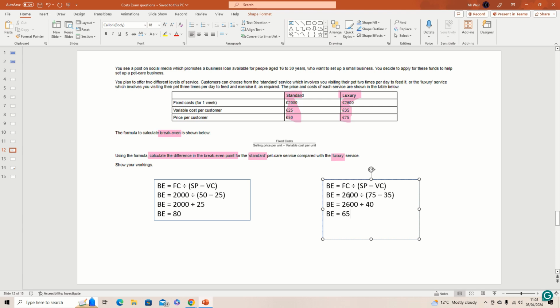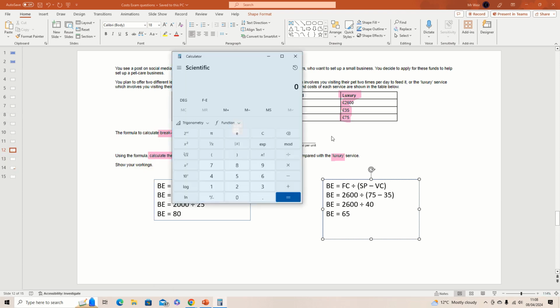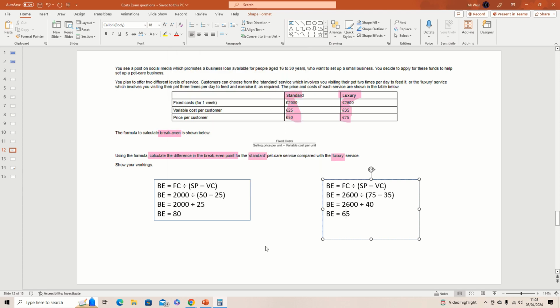Okay, now the question asks for the difference in the break-even point. So this one's 80 and this one's 65. You just need to work out what the difference is. 80 minus 65. Remember to double check everything. Doesn't matter how smart you are, everybody makes mistakes. 80 minus 65 is 15. The difference is 15. And that's your answer.